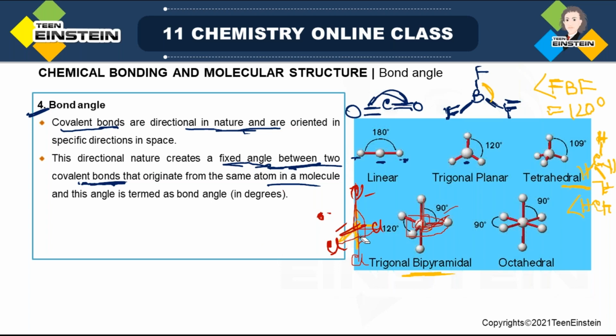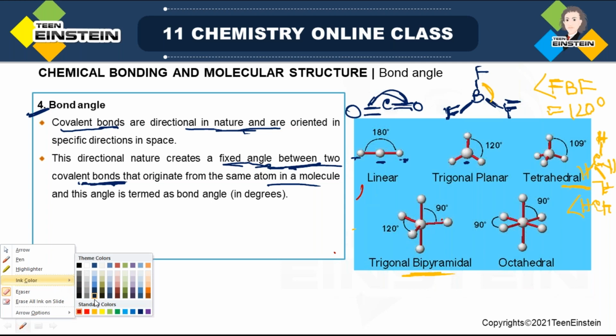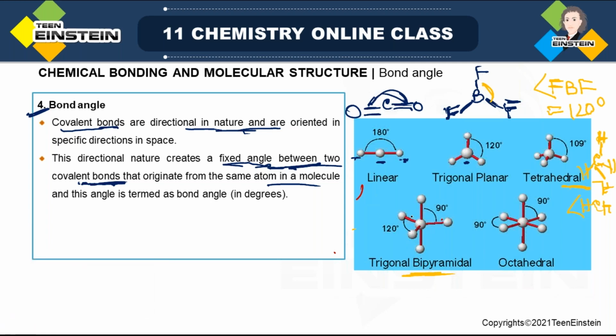So in this particular shape you can find two different angles. These two angles are already mentioned. If you are considering these three vertically oriented atoms, then the angle will be 180 degrees. So it depends on which atoms you are considering.